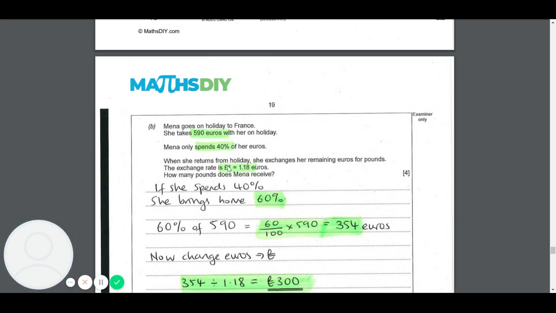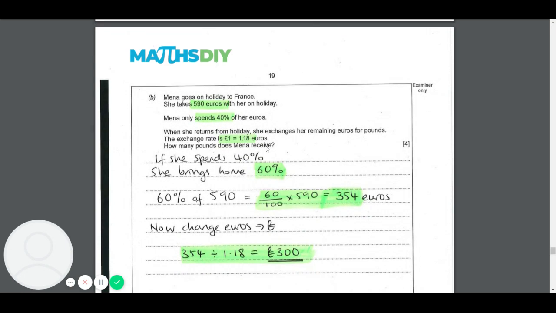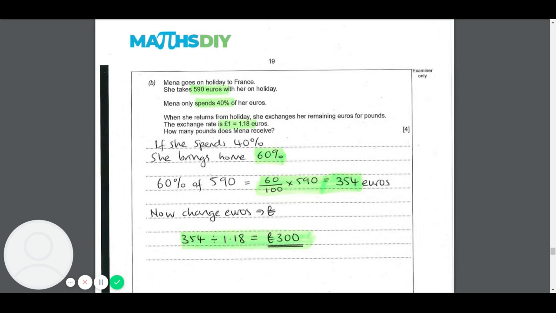Right, then we've got the exchange rate. We've got £1 to 1.18 euros. Now, what's difficult here is knowing whether to times or divide by the exchange rate. So what we've got to do is just think logically. If you've got more euros here than pounds, then our answer should be fewer pounds than euros. So euros to pounds. If we times by 1.18, we'd end up with more pounds, and we know that's wrong. So we've got to divide by 1.18 to get £300 exactly.